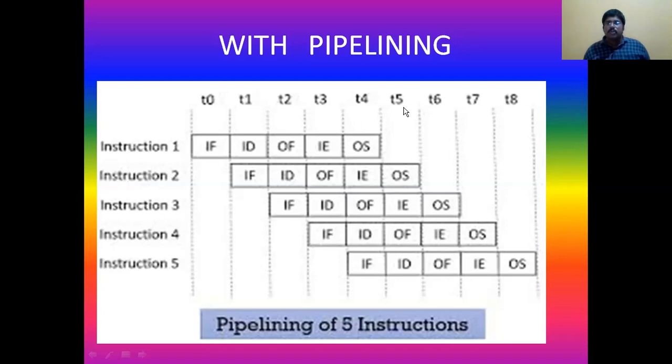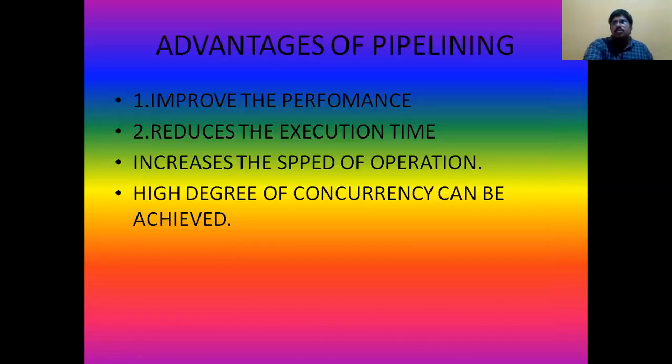Here also, as the first instruction is over, if there is an instruction number 6, it will join here. Everywhere, there will be n number of instructions executing in parallel. This will increase the speed of the operation. That's what we discussed in our previous classes, isn't it? So this is the advantage of pipelining: it improves the performance and increases the speed of operation.